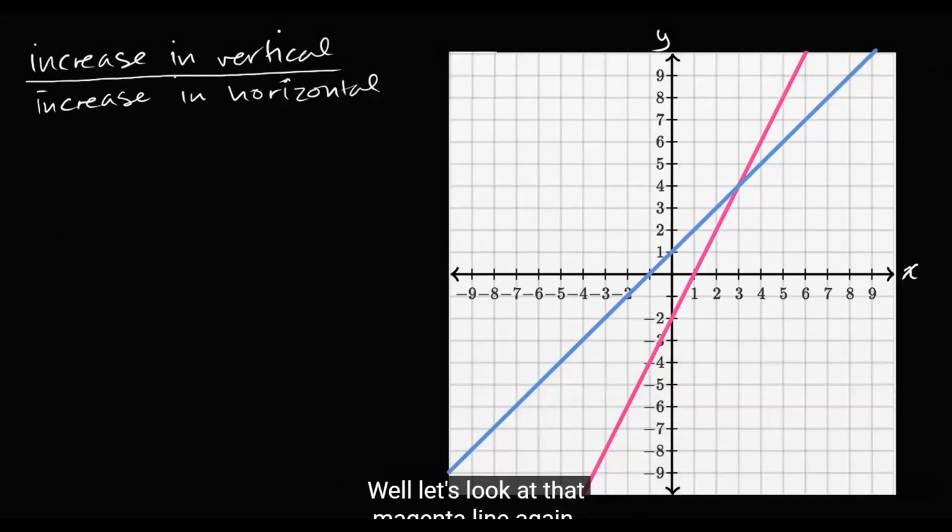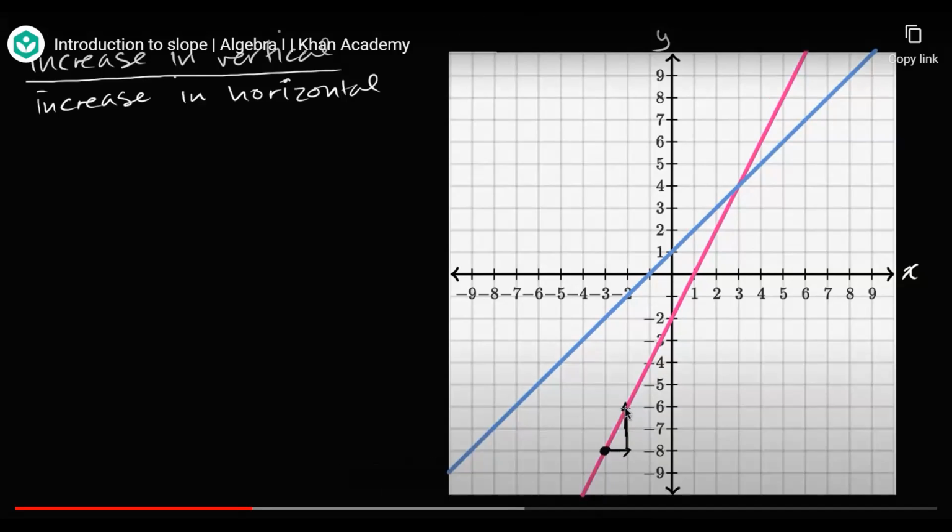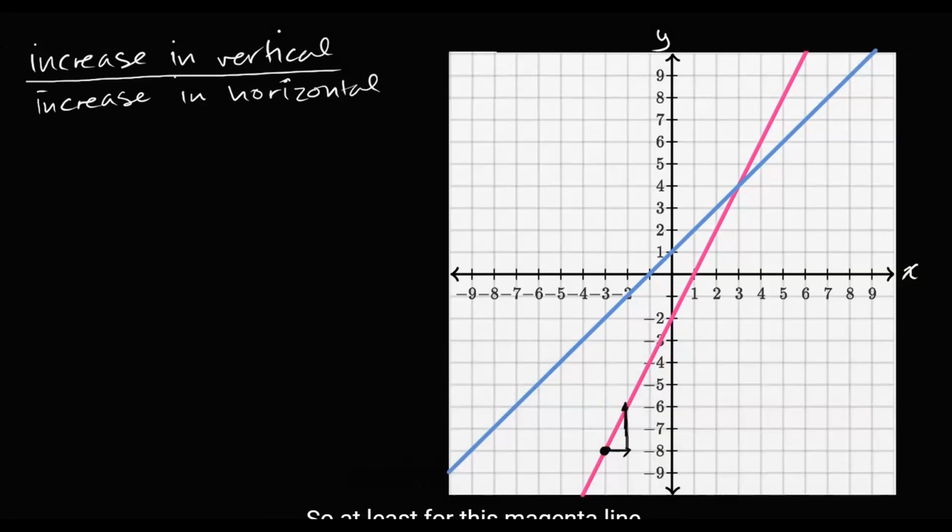Well, let's look at that magenta line again. And let's just start at an arbitrary point on that magenta line. But I'll start at a point where it's going to be easy for me to figure out what point we're at. So if we were to start right here, and if I were to increase in the horizontal direction by 1, so I move 1 to the right, back on the line, how much do I have to increase in the vertical direction? Well, I have to increase in the vertical direction by 2. So at least it looks like our increase in vertical is 2 whenever we have an increase of 1 in the horizontal direction.